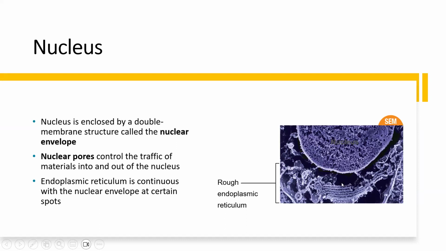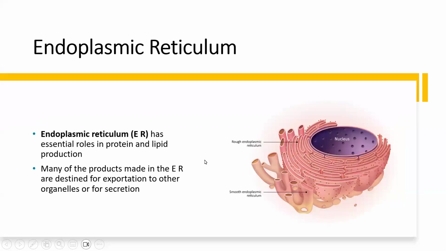So we can see here the nucleus, and down here we have our endoplasmic reticulum, or ER. The ER has an important role in lipid production. So in the smooth ER, it's going to make lipids. And many of the things that are made in the ER are going to get actually secreted out of the cell.